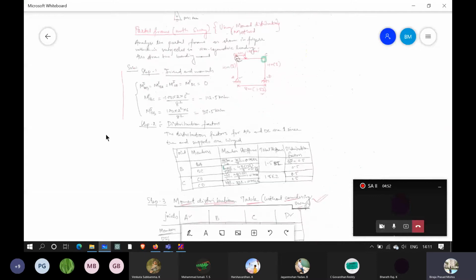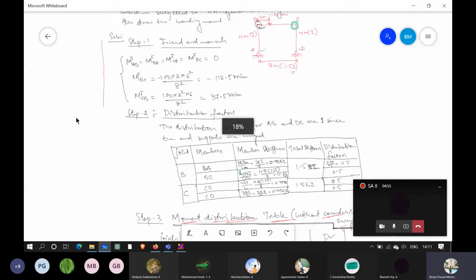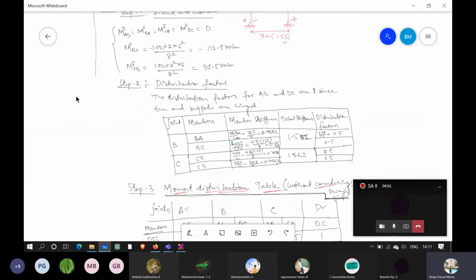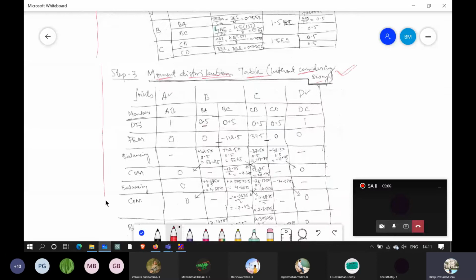Yes. So next we calculated the distribution factors, followed by in the third step we have calculated the moment distribution table, and that too without considering the sway. Okay. So in the next step, what we will do, we will again go for the calculation of the moment distribution by considering the sway into account.